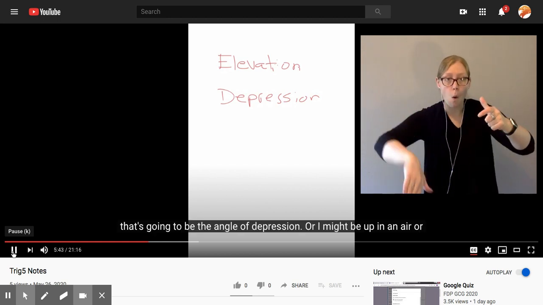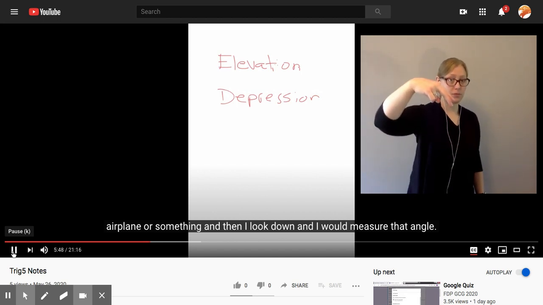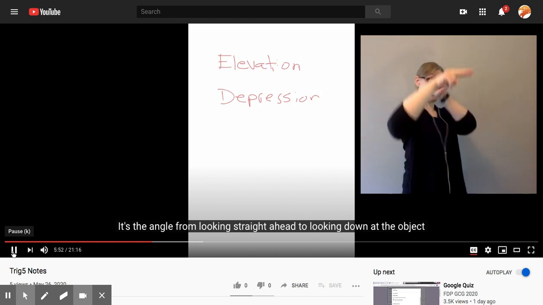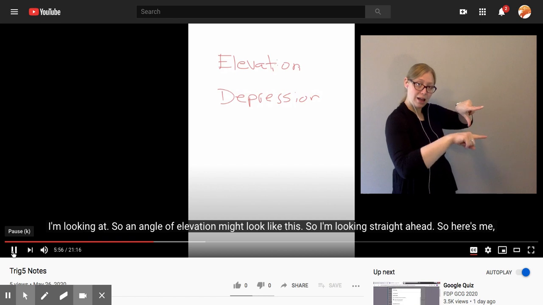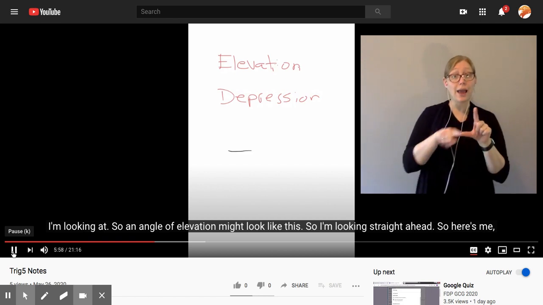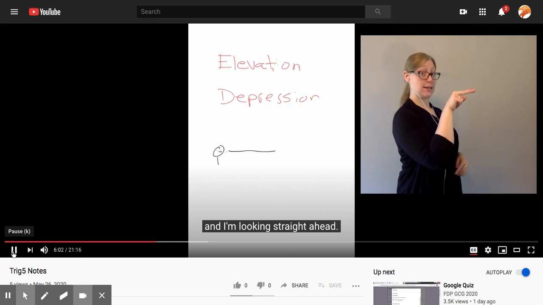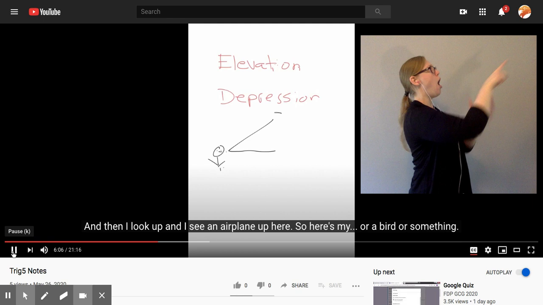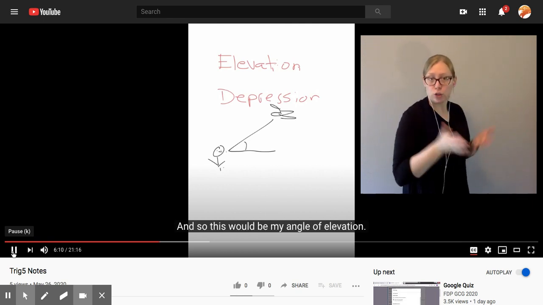Or I might be up in an airplane or something, and then I look down, and I would measure that angle as the angle from looking straight ahead to looking down at the object I'm looking at. So an angle of elevation might look like this. So I'm looking straight ahead. So here's me. That's my eyes, and I'm looking straight ahead. And then I look up and I see an airplane up here, or a bird or something.